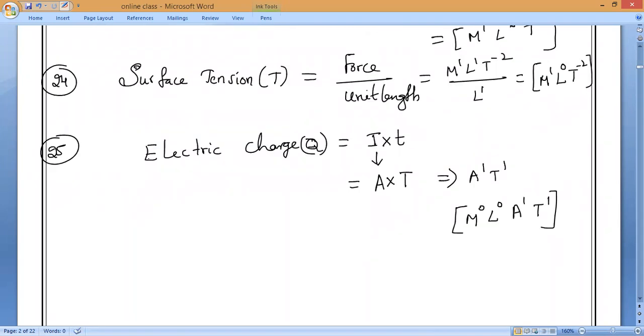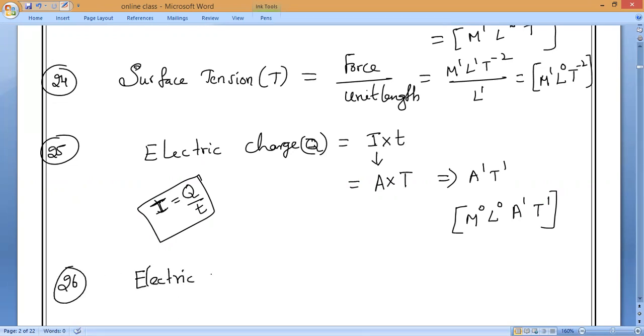We all studied this in class 10th, correct? I is equal to Q by T. Do you remember or not? Yes, sir. Next, electric potential. We have studied the potential formula. You remember, everybody? Tell me potential energy, no, electric potential, or we can say voltage. So electric potential, voltage, is given by the formula V equals work done by charge. So now tell me the work done dimensions, please.